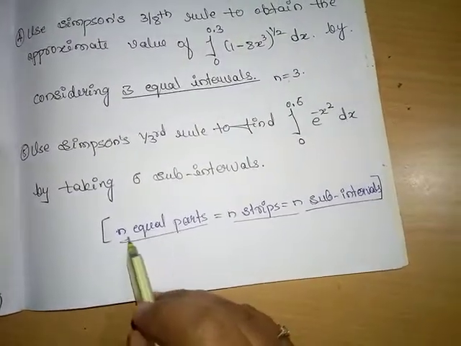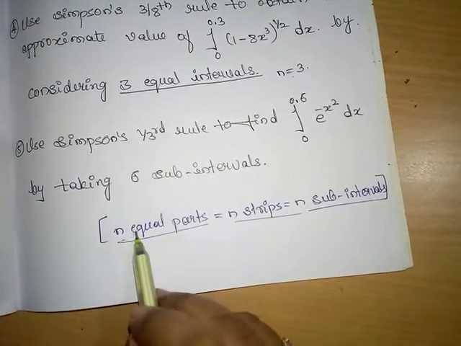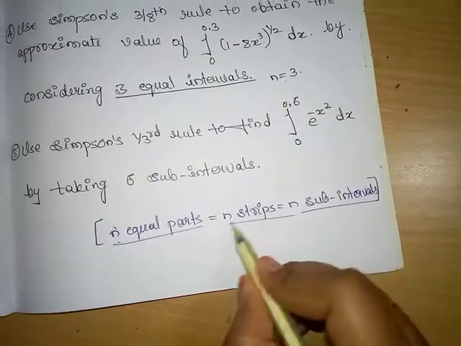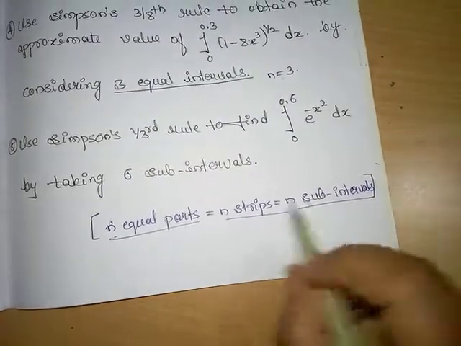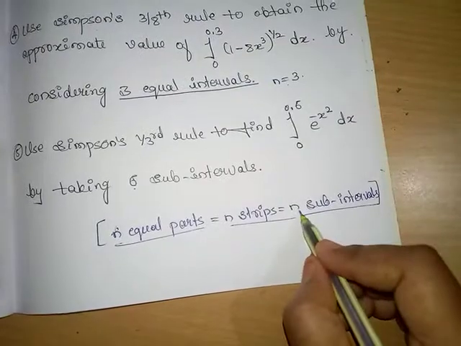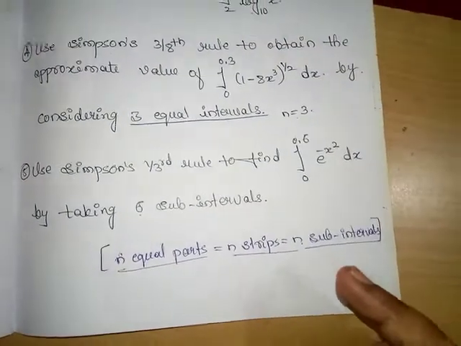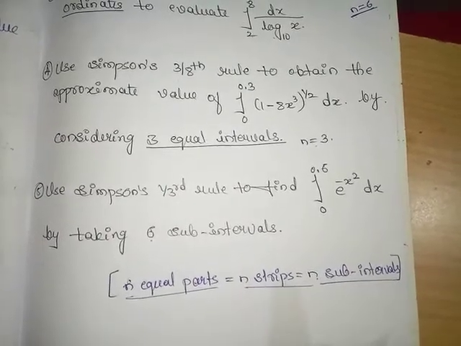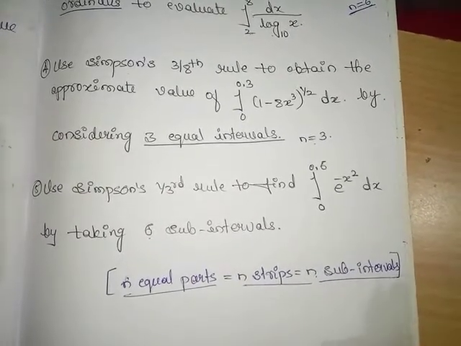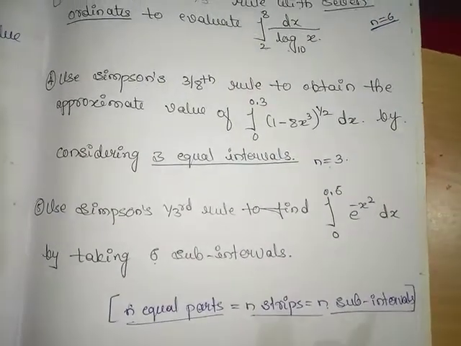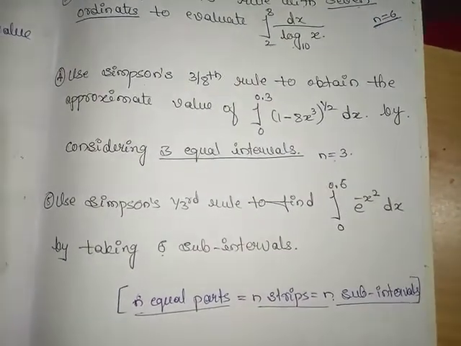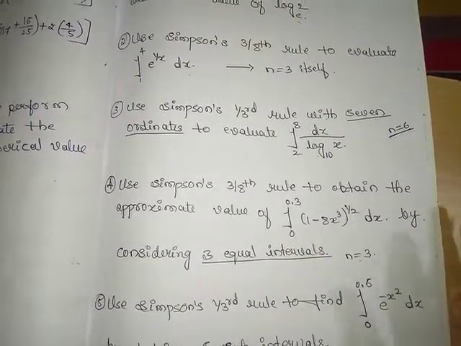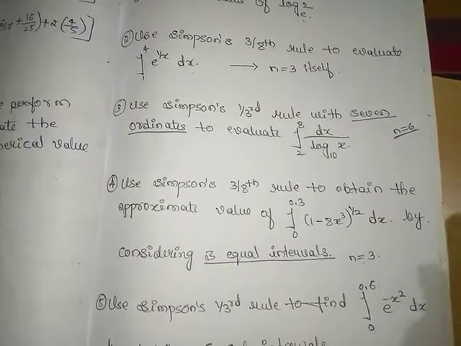If they are given 6 equal parts, n is equal to 6. If they are given 6 strips, n is equal to 6, and 6 sub-intervals means n is equal to 6. Here the only different term is what? Ordinate. If they are given some number of ordinates, you have to take that minus 1. If they are given 7 ordinates, you have to consider n as 6. Try all these examples so that you will be perfect in all these three formulae. Okay.